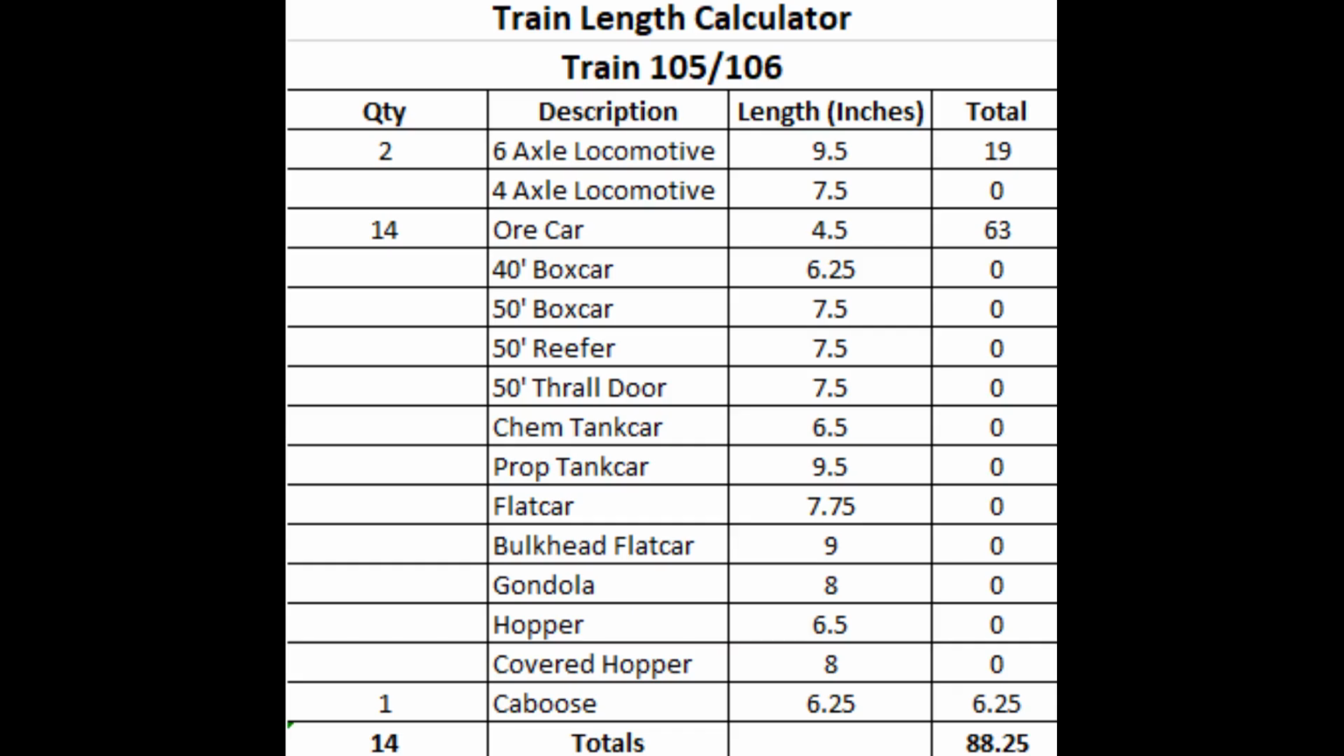88.25 inches. Now that's rather short for an HO scale train, but keep in mind it's hauling those short barrel ore cars, which are quite short. So that train would easily fit into a siding on my layout.